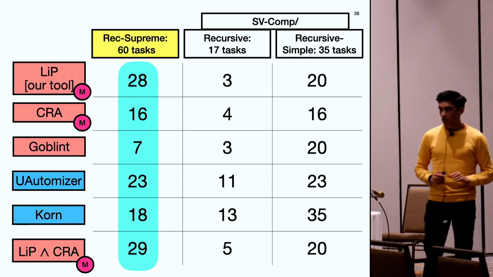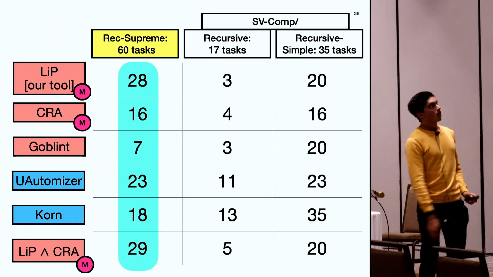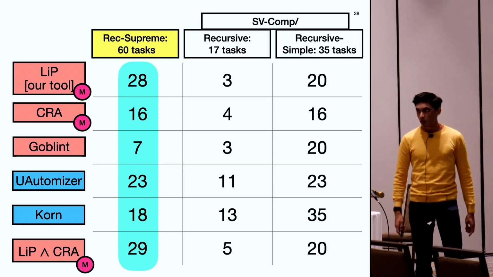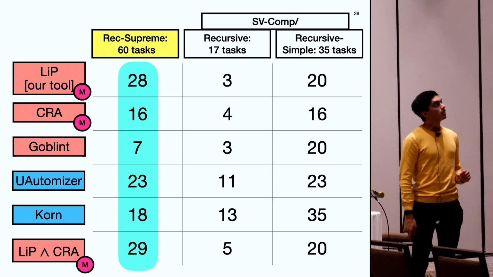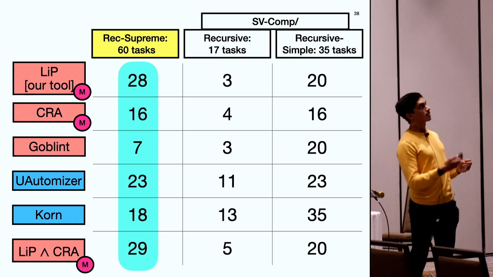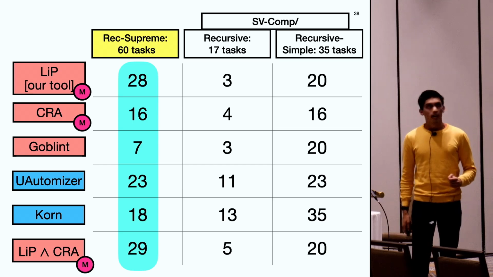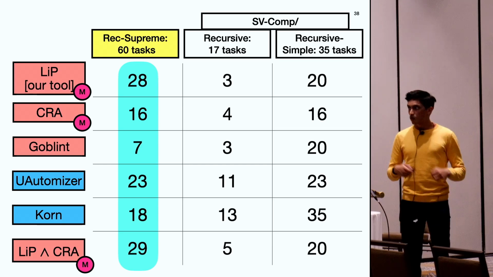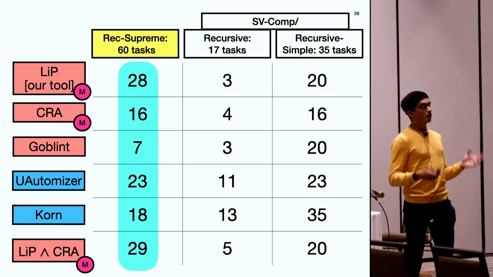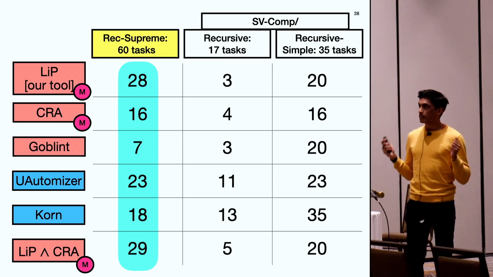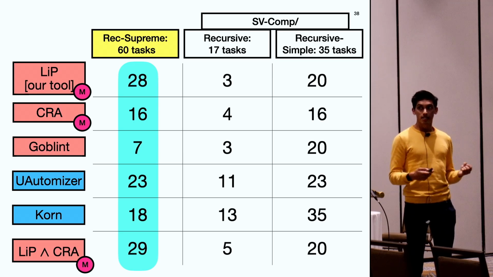Here are the results of our evaluation. Recursive and recursive simple are the recursive category within SVComp, and our new benchmark task is called Rec Supreme. On the left-hand side, the red tools are procedure summarizers, the blue tools are model checkers, and the tools labeled M are guaranteed to be monotone.